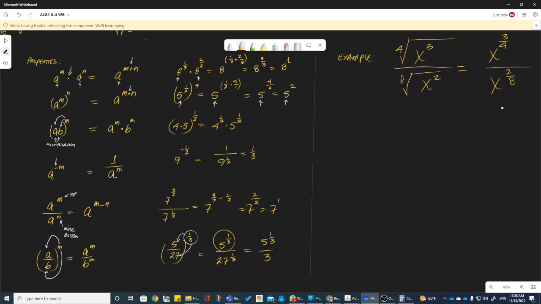Okay, so now that you have a division of exponents, you're gonna find what is the property that you are going to be using, which seems to be this one. Okay, so I'm going to take the same base and I'm gonna take the top exponent and I'm going to subtract it to the bottom exponent, okay, like so.